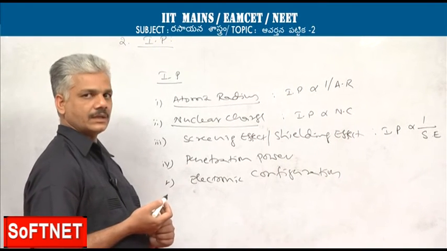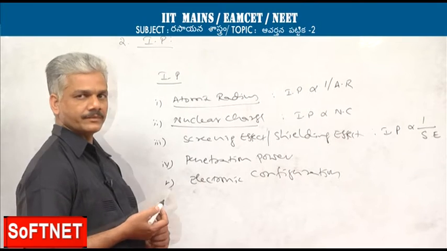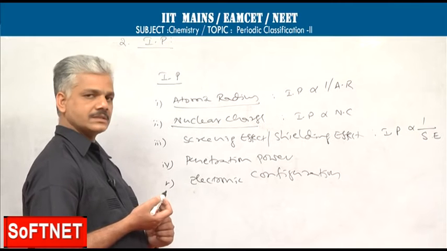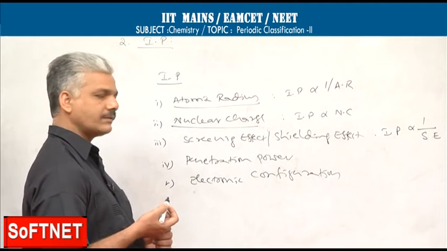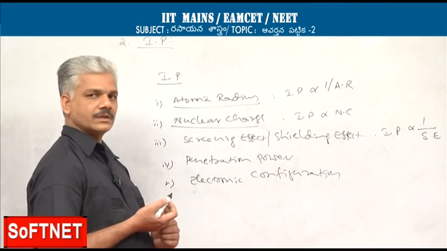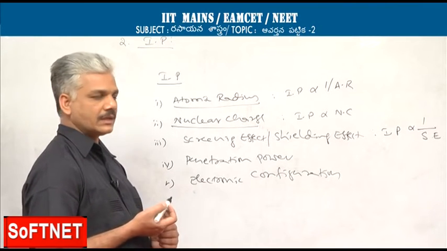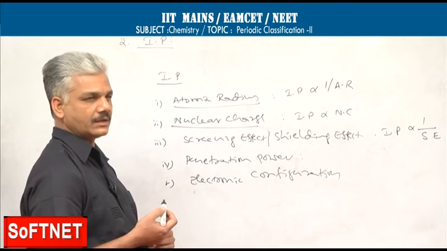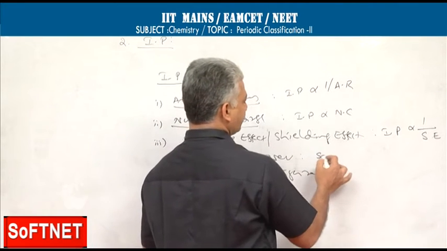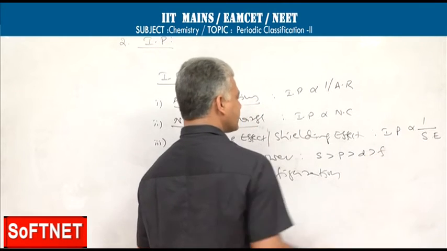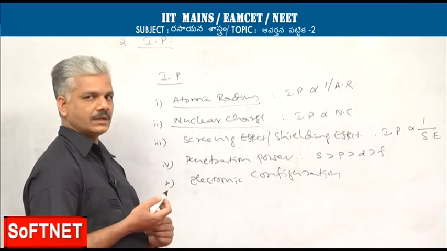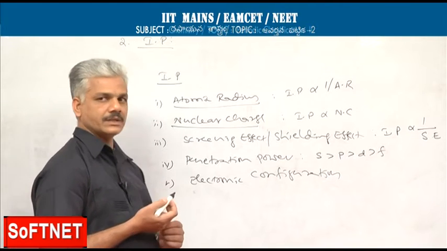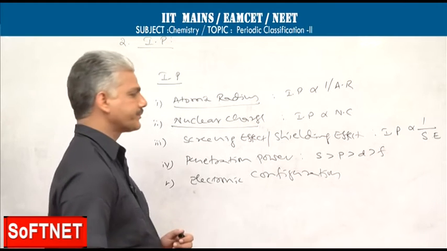Next factor affecting the IP value is penetration power. Various sublevels like s, p, d and f, even though they are present in the same energy level, the energy required for the removal of an electron differs due to their shapes. The energy required for the removal of an s electron is always higher compared to p or d or f. The order of penetration is represented like this: s > p > d > f. That means it is always difficult to remove an s electron compared to an f electron.